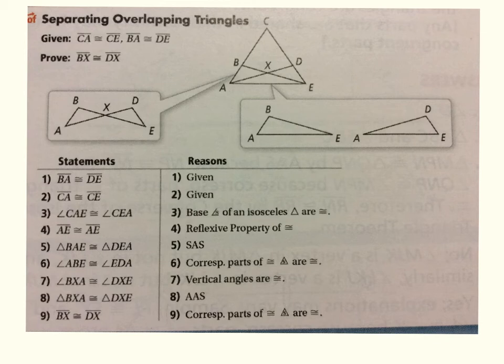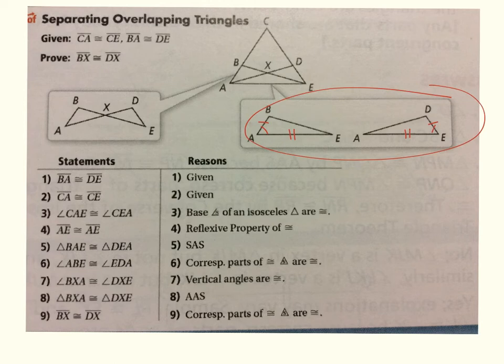BAE and DEA are drawn separately on your screen right here. We have proven that BA is congruent to DE. We have proven that CA is congruent to CE, which tells us that these two angles are congruent. And then we've proven that these two sides are congruent. And so that would be side angle side.